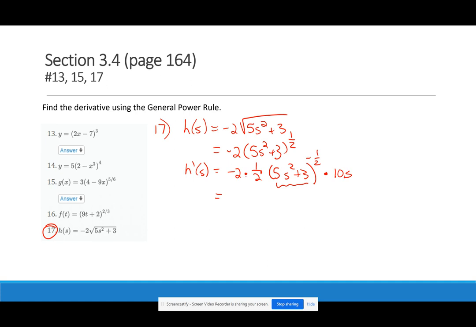So we have a negative here, we have a -1 times 10, that's -10s, and then the 5s squared plus 3 is to the -1/2 power, so that'll move to the denominator, and it's a square root, so I'll go ahead and put that back in, and there you have it.